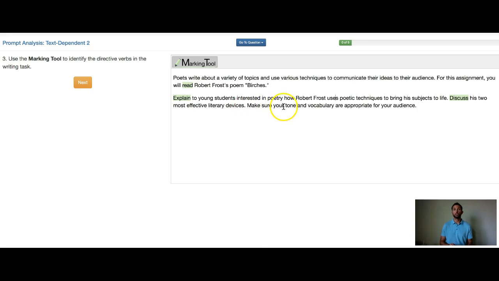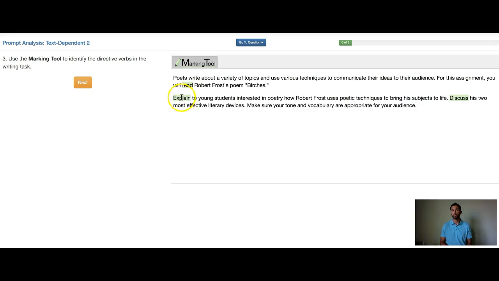And then make sure your tone and vocabulary are appropriate for your audience. So yes, make is a verb, but it's not going to appear in our writing necessarily. Make sure your tone and vocabulary are appropriate. So I think what we're looking at here is just these are the basics of make sure your writing is grammatically correct. Make sure that you are writing with vocabulary that's appropriate for the audience who will be reading your text.